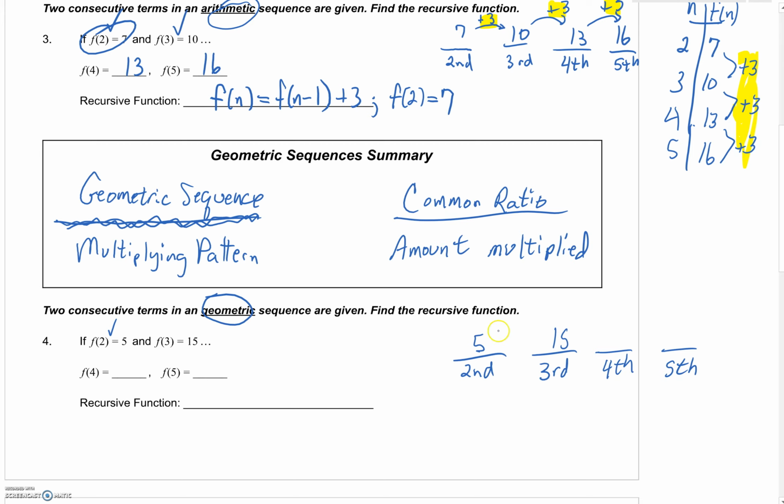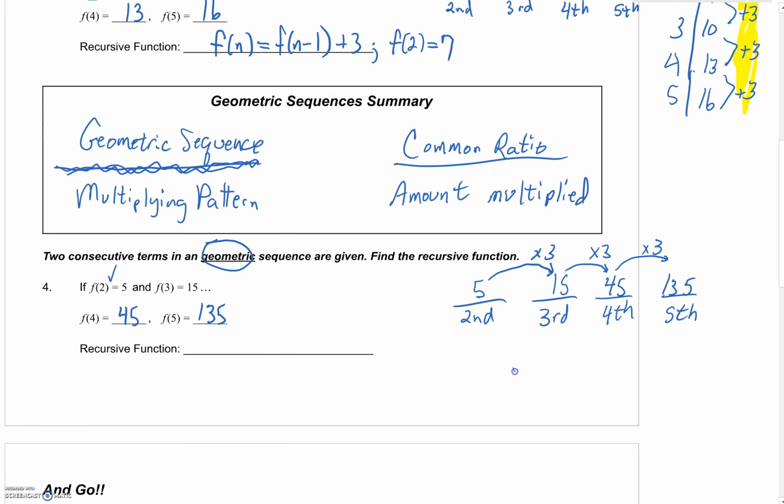And, as you're going, knowing that you are multiplying, going from 5 to 15, we're multiplying by 3. If we were to continue to do that, 15 times 3, you could quickly confirm, would be 45. And then if you were to multiply 45 by 3, again, you could confirm this on a calculator, you'd get 135. So what's f of 4? Well, f of 4 would be 45. f of 5 would be 135.